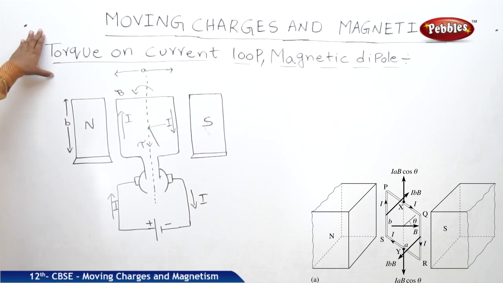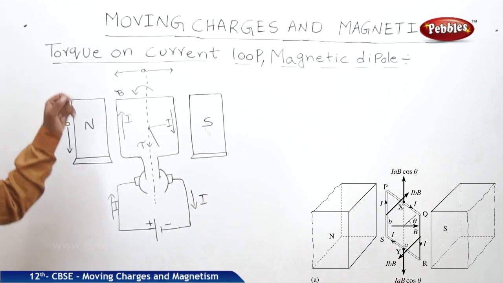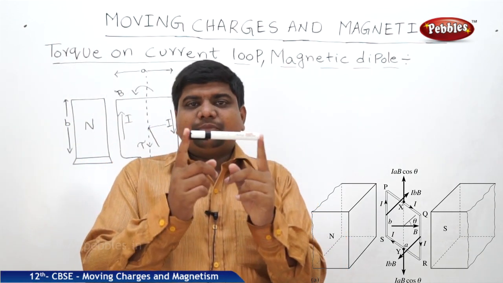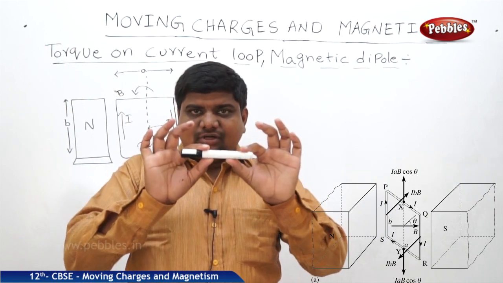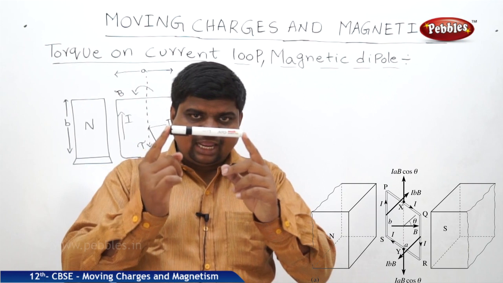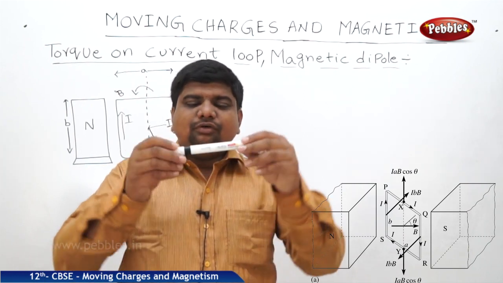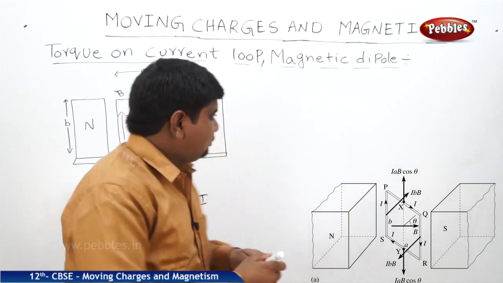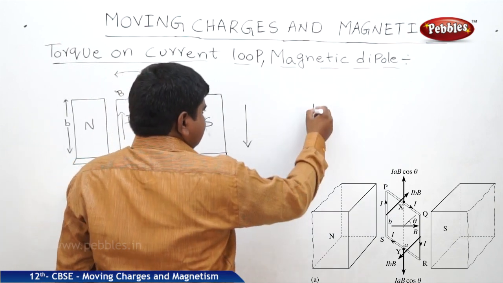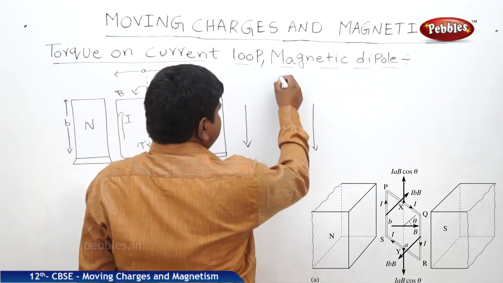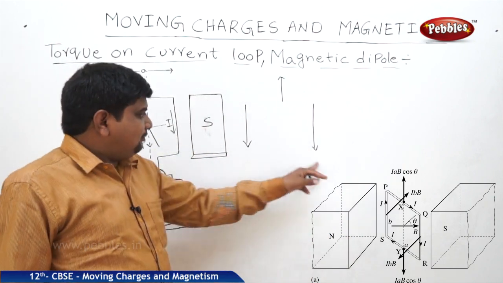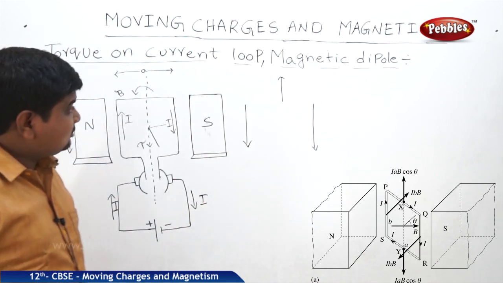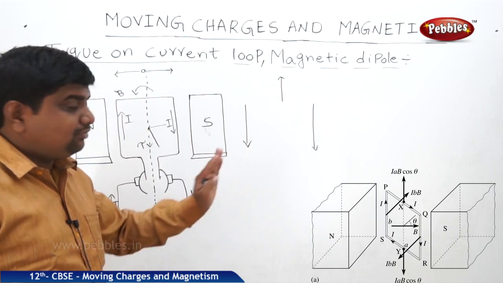We will see the torque on current loop and magnetic dipole. What is the meaning of torque? Suppose this is a rod, let us assume it is a uniform rod. To bend this rod, we should apply same amount of force on either ends at same time. So, force will be downward. The perpendicular displacement of this rod will be upward. So, force like this. Correspondingly, perpendicular displacement will be upward. The applied force into perpendicular displacement is called torque. In other words, it is also called couple force or momentum of force or moment of force.